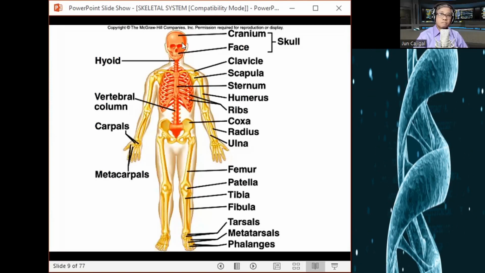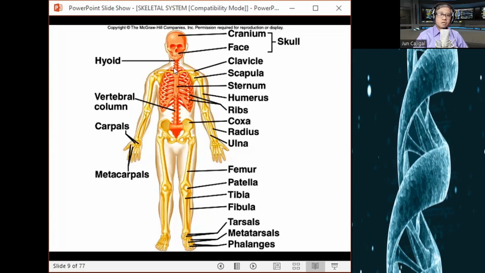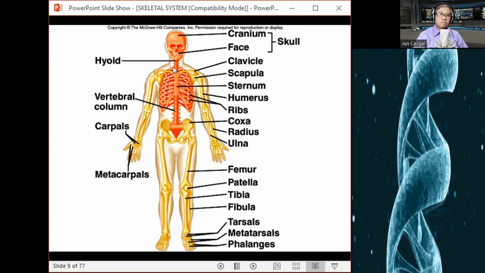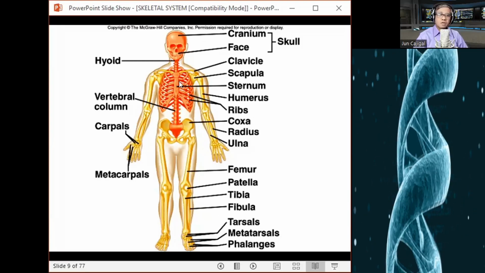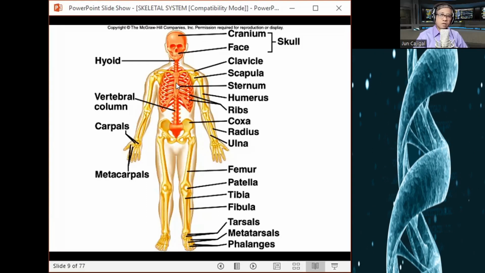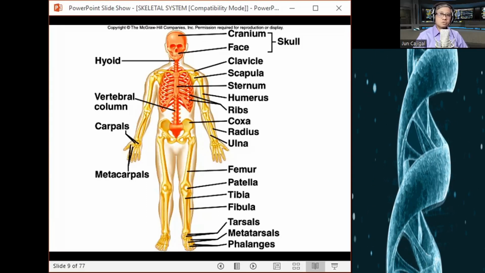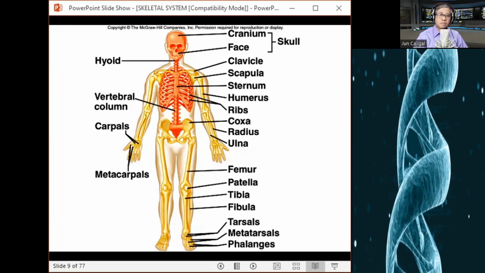So again, we have the skull. Then we have the rib cage. The rib cage is composed of our ribs and the sternum, and we have the vertebral column. And don't forget, we also have the hyoid bone that anchors the tongue and the muscles associated with swallowing.